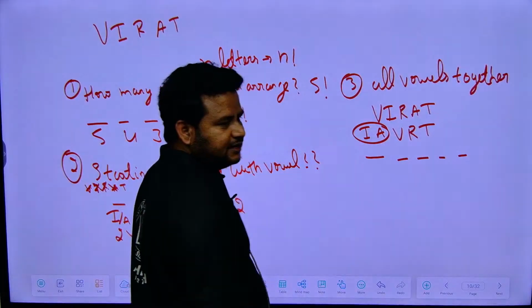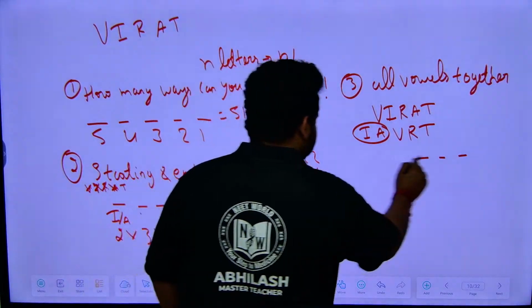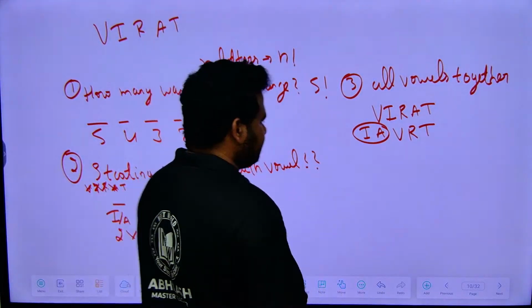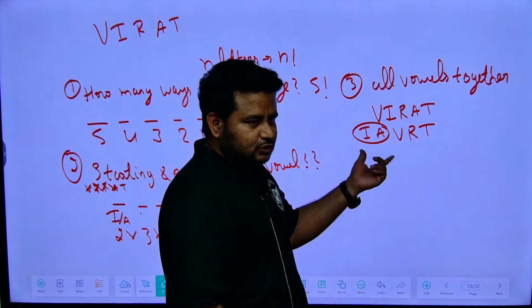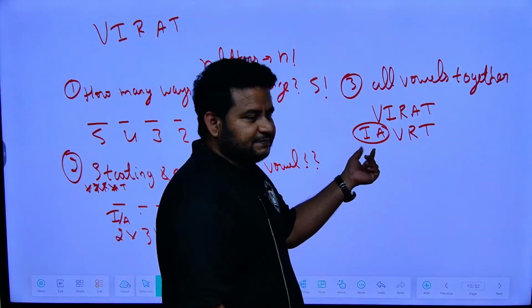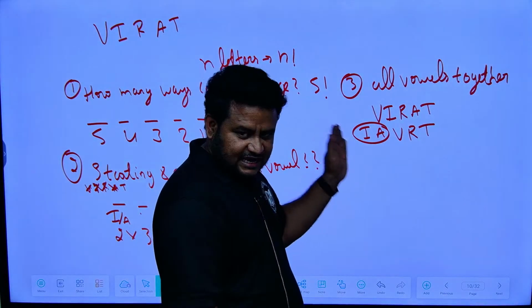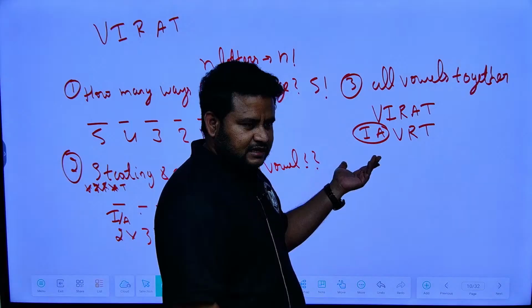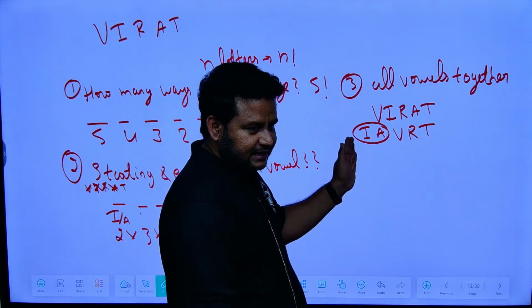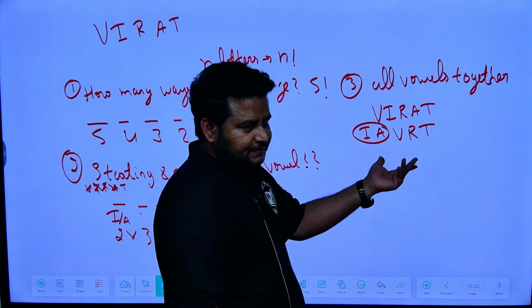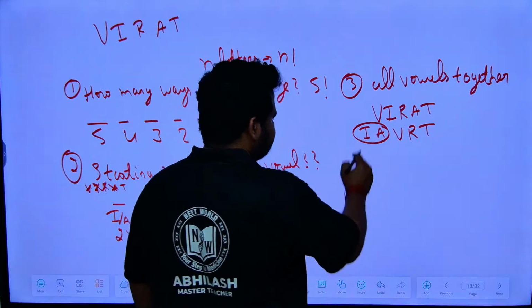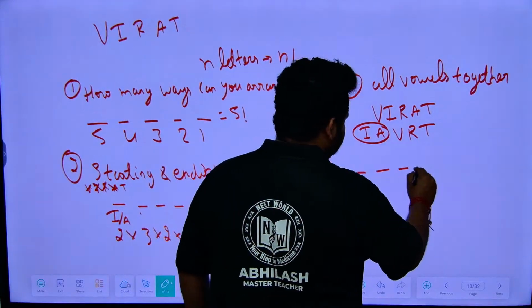Now, if I combine this I and A, they are together means this I and A can be arranged in how many ways? Two ways. Either it can start from I or it can end with A. So, either it can be IA or AI. They are together means it can be coming in any place. So, this I can write it as 2.